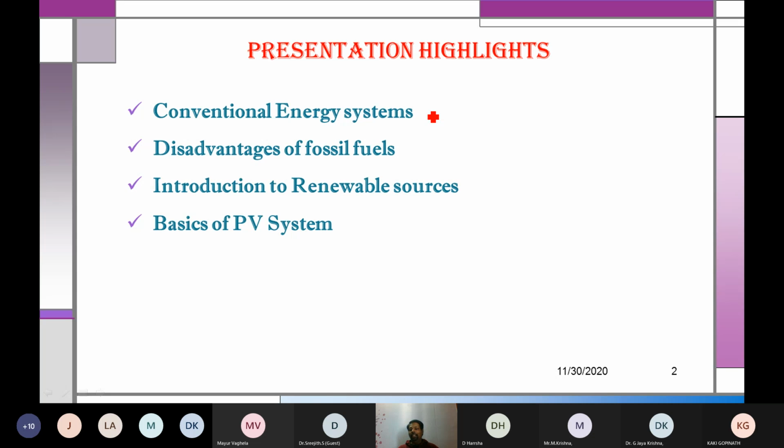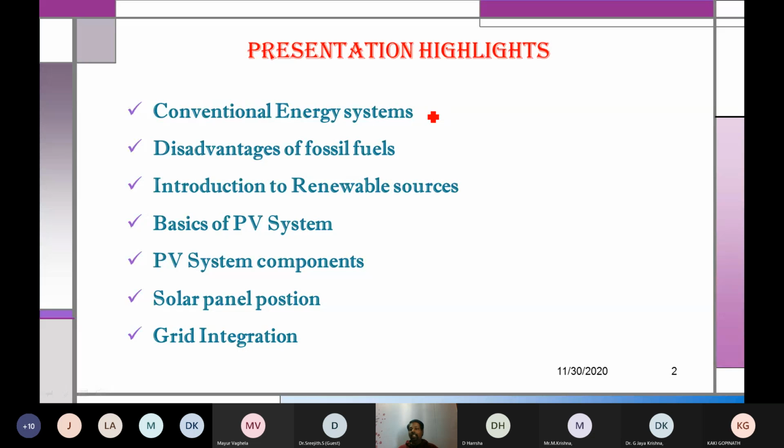What is a solar panel? How is conversion taking place? Why is the efficiency very low? Why are solar panels tilted? All those basics we'll see here. Then we will move on to the components of the PV system, and the position, because the output of the solar panel depends upon the position. In which position we need to keep the solar panel, what should be the angle, all such things we'll see here.